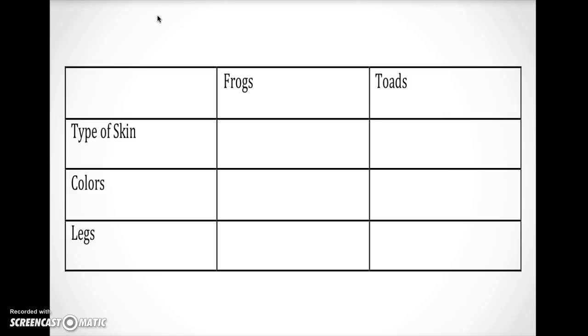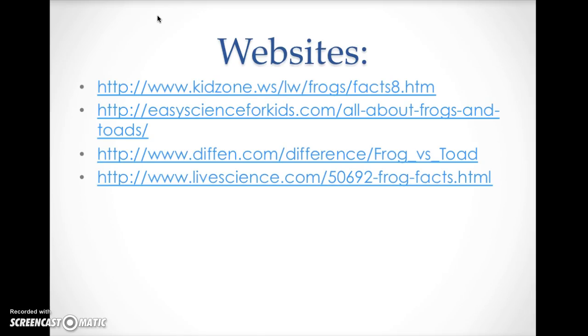For example, the type of skin. The students will write down a brief description of what a frog's type of skin is like, and then what a toad's type of skin is like. They will then do the same for colors, legs, and whatever other categories you wish them to look up. This is a list of websites that the students can use.